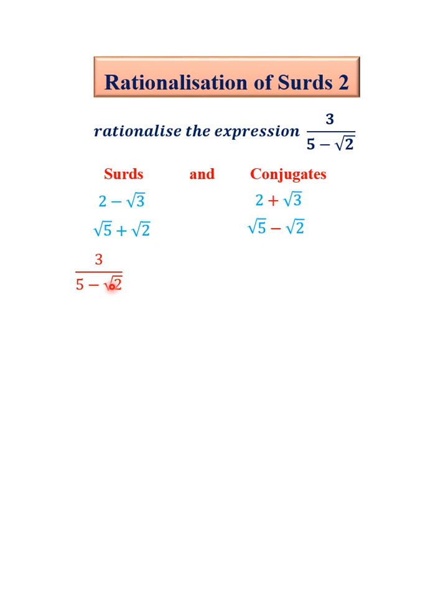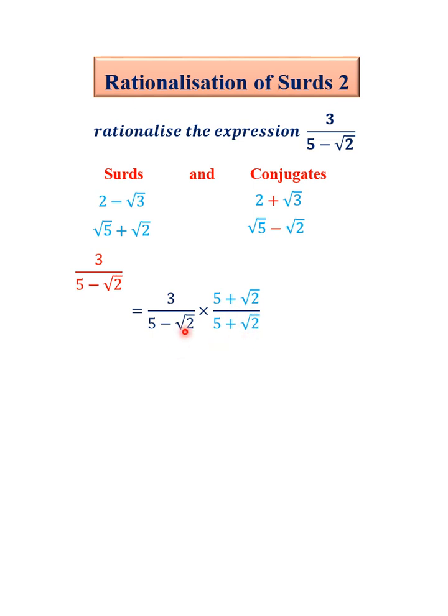Now, how do we rationalize this kind of expression? You rationalize this by simply multiplying the numerator and denominator of this expression by the conjugate of the denominator. What is the conjugate of this denominator, 5 minus root 2? The conjugate from what we have said here is obviously 5 plus root 2. So if we rationalize this surd, what we have becomes 3 over 5 minus root 2 times 5 plus root 2 all over 5 plus root 2.